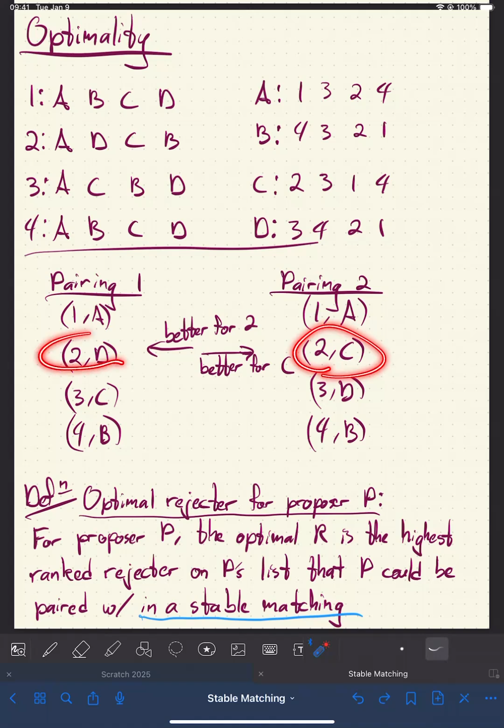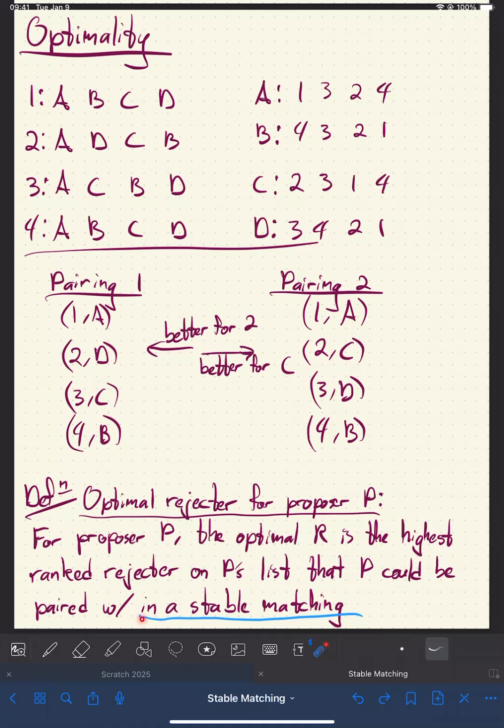In neither of the 2 stable matchings does 2 ever get paired with A. So it's not that 2 gets its top choice. It's saying which choice is best for 2 of the stable matchings. In this case, its optimal stable matching, since there are just 2, is D, right? Because D is what it prefers over the 2 possible stable matchings it could have.